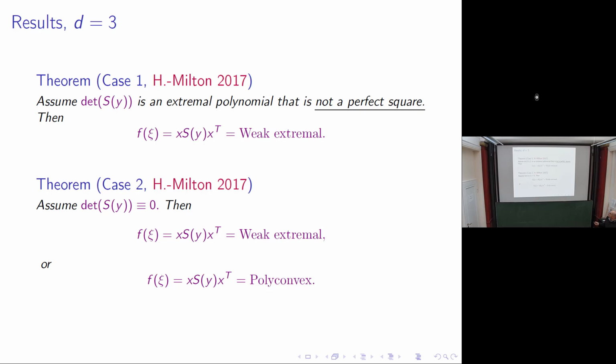In case 2, we were able to prove that if the determinant is identically 0, this is in fact a strong algebraic condition, either the form is weak extremal or polyconvex, but I was believing it has to be polyconvex. This is quite a strong algebraic condition. It's identically 0 for all y, and we eventually got it. I will show you.